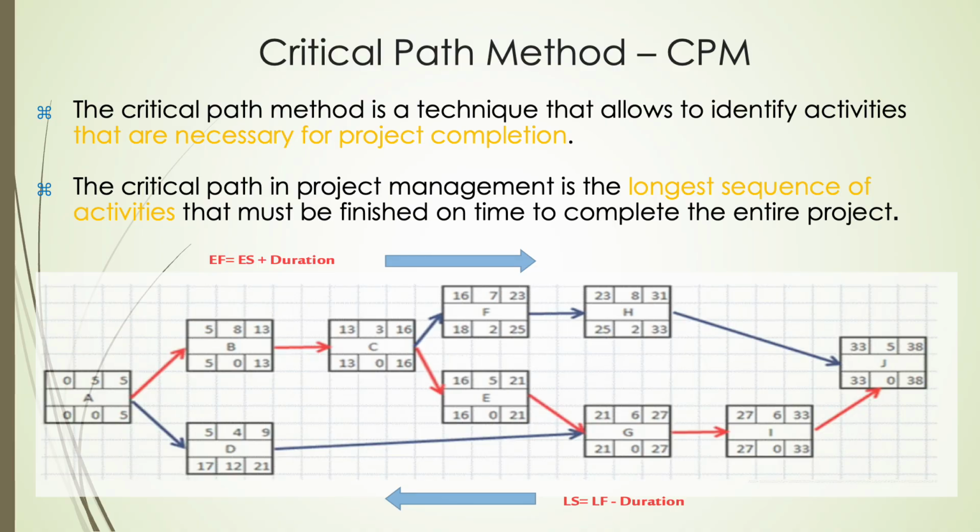In this network diagram, activities are systematically laid out with their early start, early finish, late start, and late finish values, allowing the calculation of the project schedule. The critical path, highlighted in red, passes through activities A, B, C, E, G, I, and J. These activities have zero total float, meaning any delay directly delays the project's completion. The formulas EF equals ES plus duration and LS equals LF minus duration guide the forward and backward pass calculations, ensuring accurate scheduling across the network.